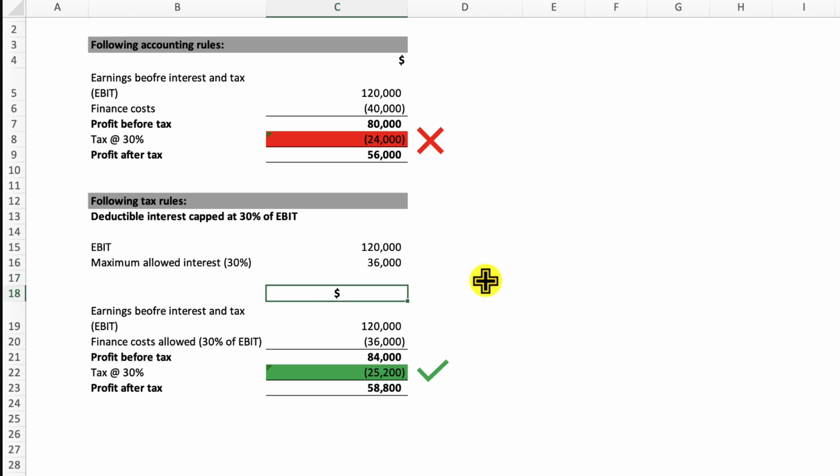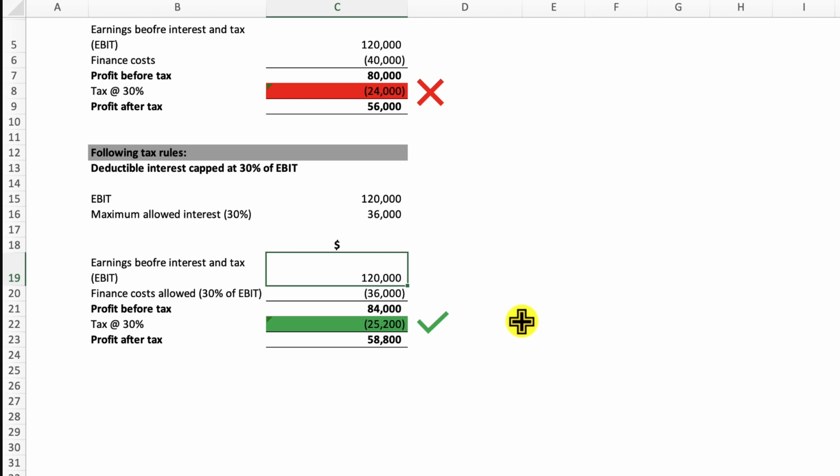we can deduct. So how will our actual tax calculation be? We'll have our earnings of $120,000, then the maximum allowed finance cost of $36,000 rather than $40,000, which makes our taxable profit $84,000, and hence we pay tax of $25,200 as opposed to $24,000. So you see, if you'd followed the accounting rules, you would have forecasted an expense of $24,000. But when you follow the actual tax rules, you record an expense of $25,200, which is a higher amount, and which helps you get a more accurate forecast and a more accurate cash number.